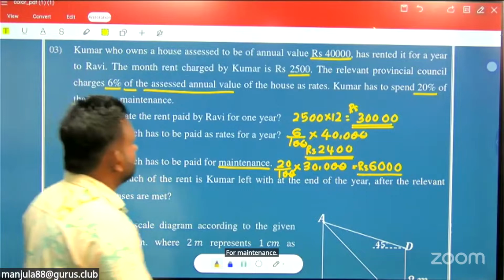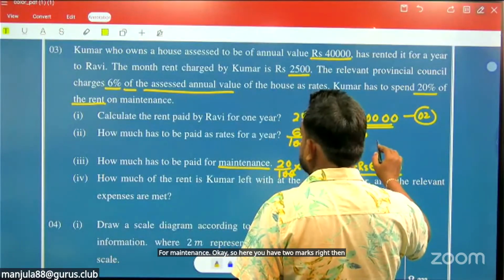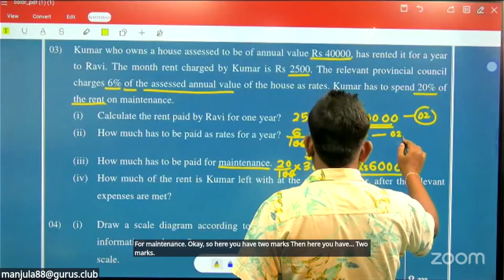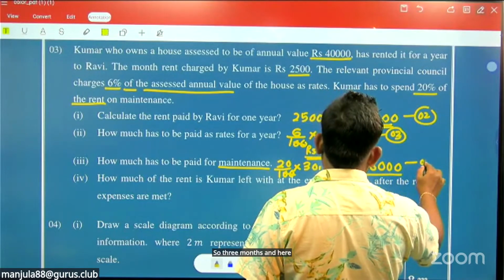So here you have 2 marks, then here you have 2 marks, so 3 marks, and here also you have 3 marks.